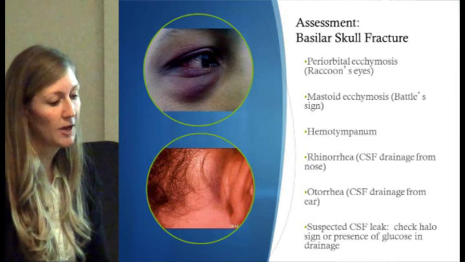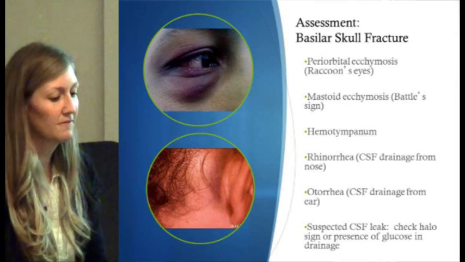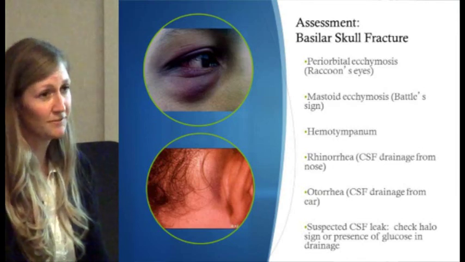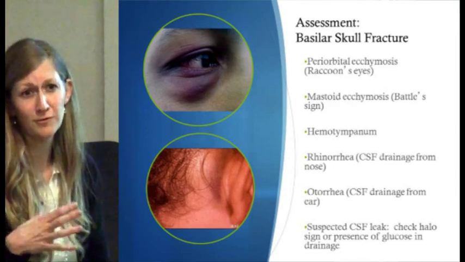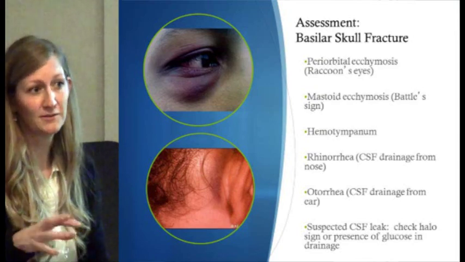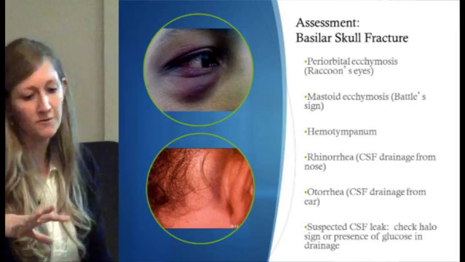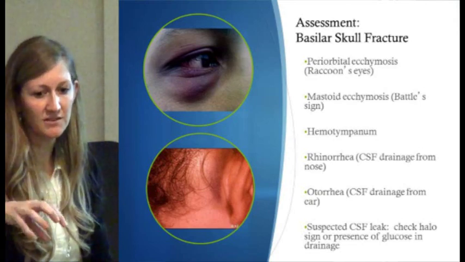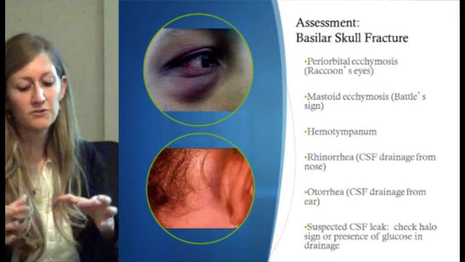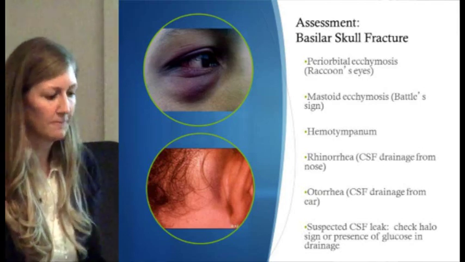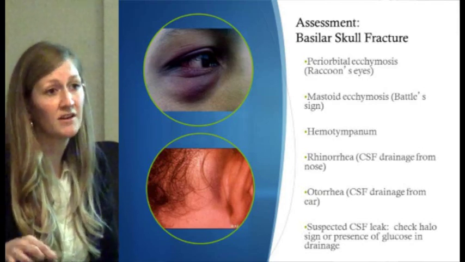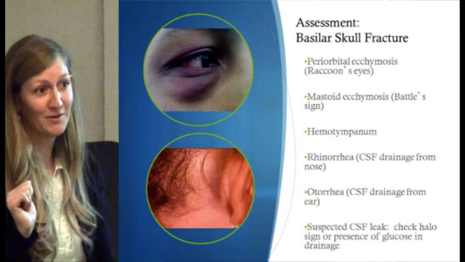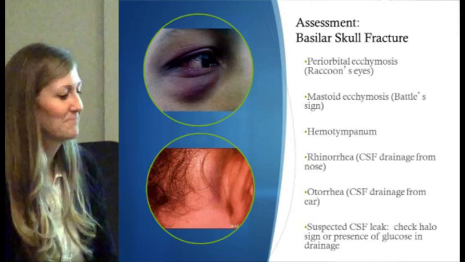So a way to know if it's really a CSF leak is to check for halo sign or presence of glucose in the drainage. And I don't know if you guys are familiar with the halo sign. If you look at the drainage on a pillow or on a piece of gauze, it kind of looks like a halo. You'll see circles continuing to go out, and that's kind of what it will look like. Or you can take an Accu-Chek strip and put a little sample on there and see if there's any glucose in it.